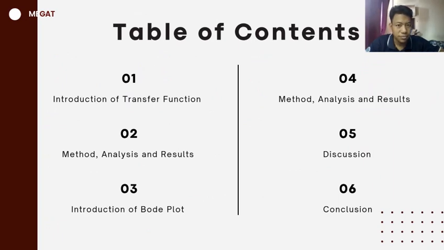Here is a brief overview of what we'll be covering today. First, we begin with an introduction to the transfer function, followed by a look into the method, analysis, and result. Then we move into the introduction of BERT plot to understand the frequency response of the system. After that, we go further into the analysis and result, discuss the findings in the discussion section, and finally wrap up with a conclusion.